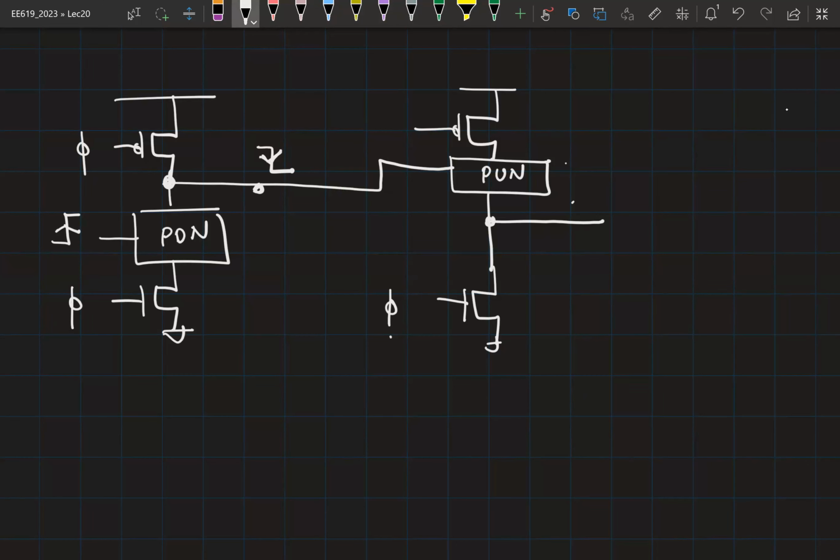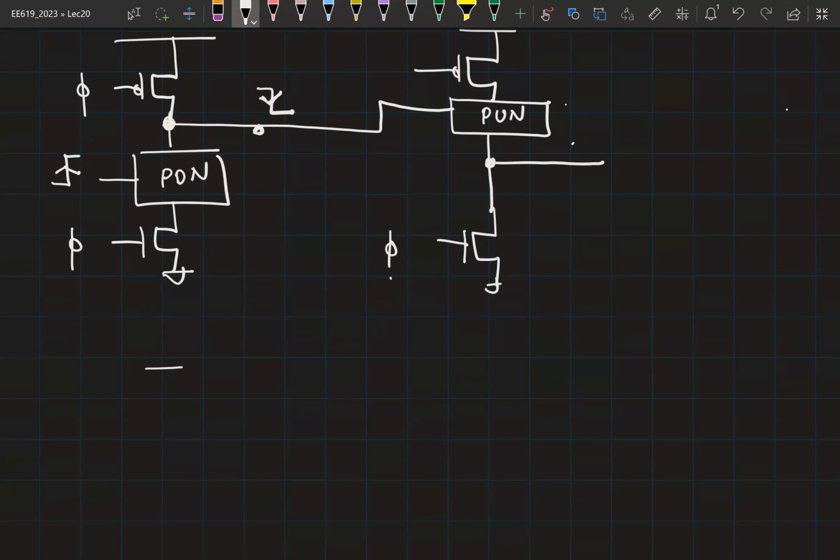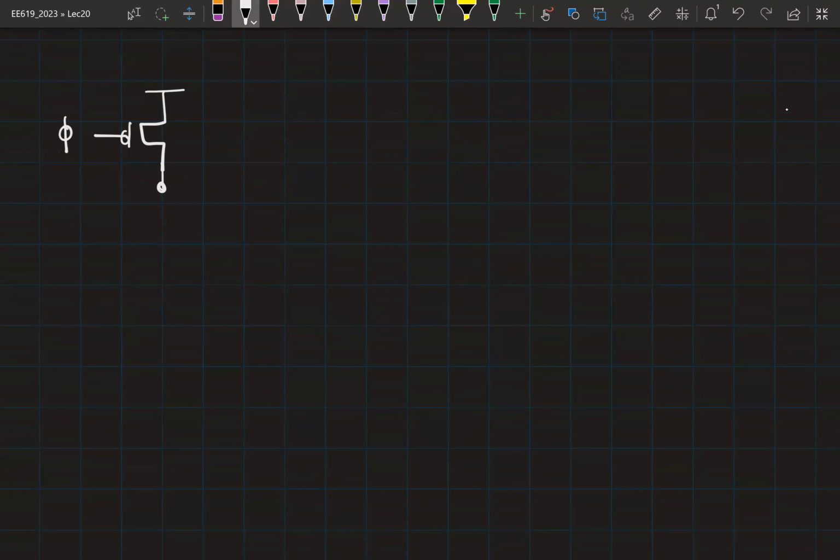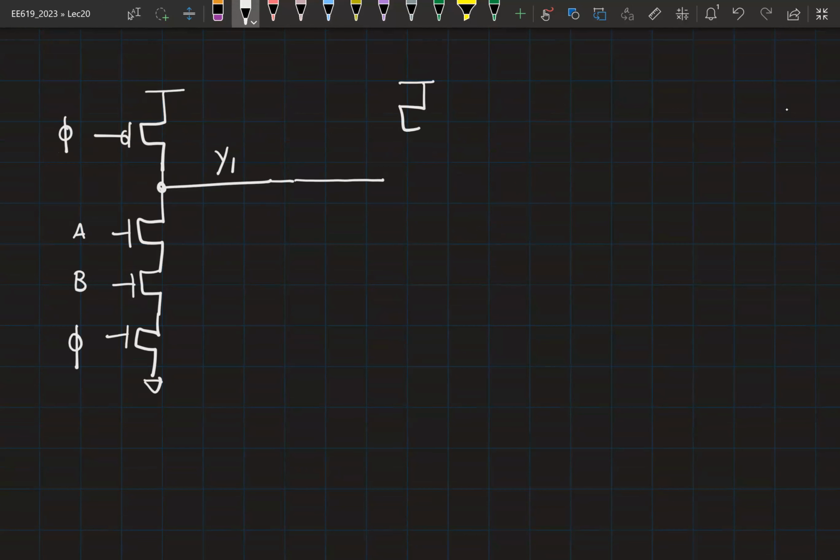So let me quickly elaborate on this a little bit more. Let's sketch the NAND gate that we are working on, right? So this is VDD. We'll have A and B here. This is VDD. So this is our first output Y1. Now this goes as input to a PMOS transistor. And this is now your Y2.